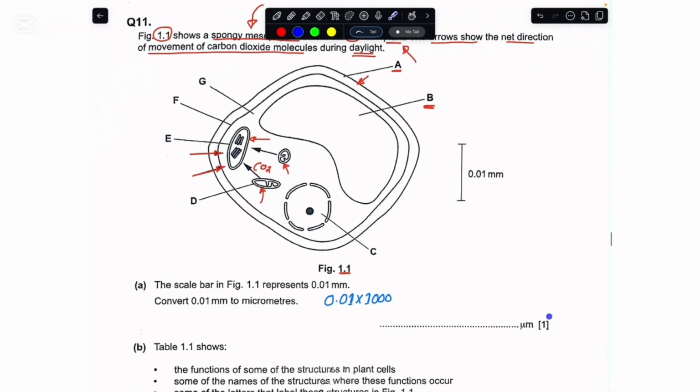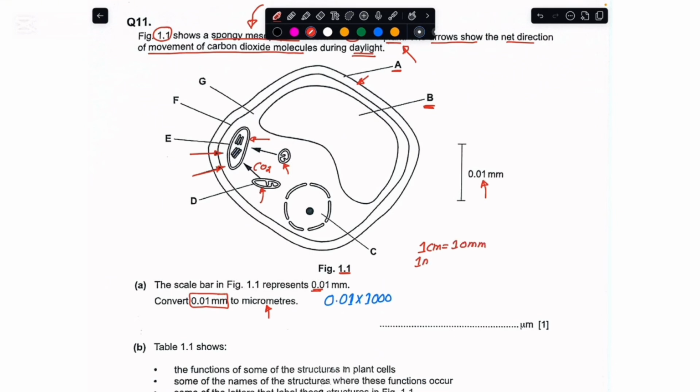But the thing he is asking us is that we are giving you the scale bar, and this scale bar is equivalent to 0.01 millimeter, and they want you to convert this 0.01 millimeter into micrometer. So you must know the conversion that 1 centimeter is equivalent to 10 millimeter.